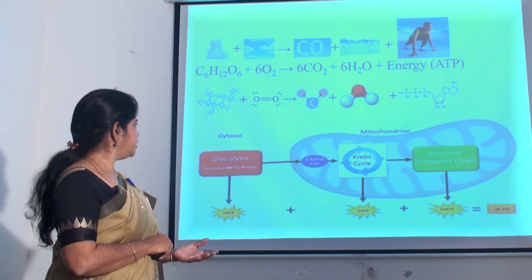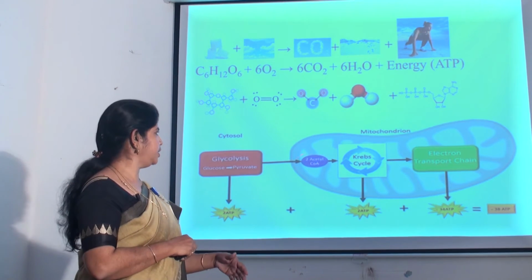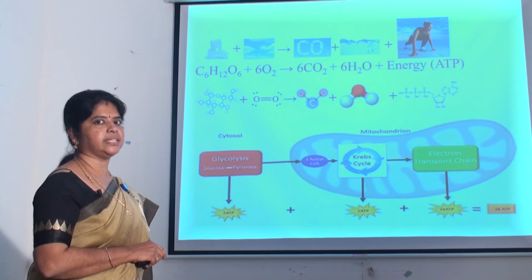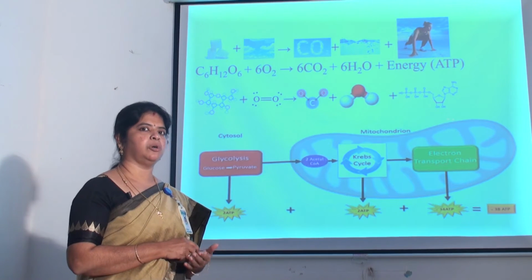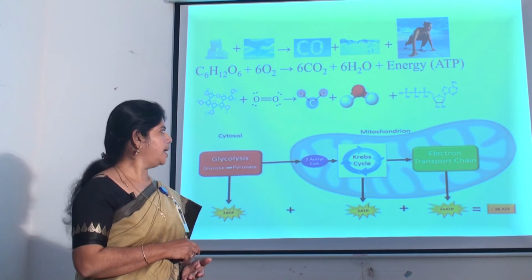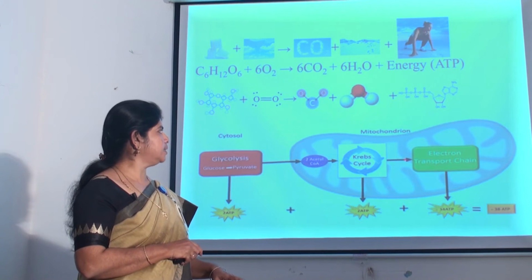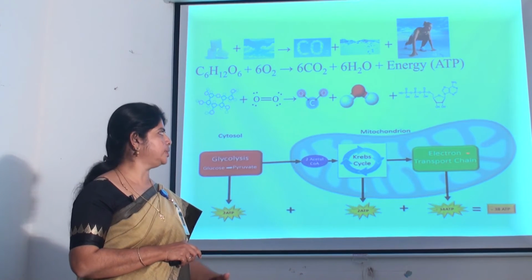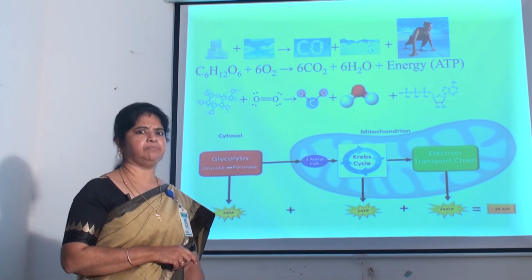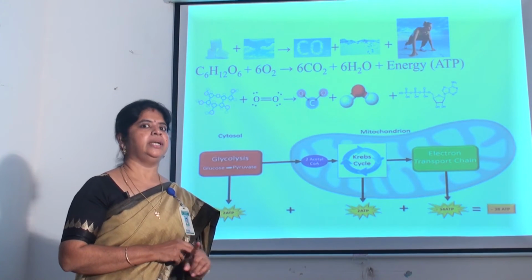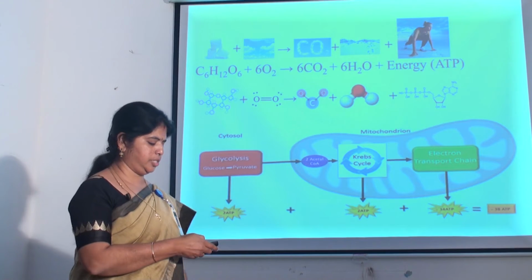Now this pyruvate enters into the mitochondria, through the outer membrane and then to the inner membrane. Here it is converted into acetyl coenzyme A, and it enters into the Krebs cycle, that is the tricarboxylic acid cycle or citric acid cycle. At the end of the Krebs cycle, it releases 2 ATP molecules, and then the electrons enter into the electron transport chain. There, 34 ATP molecules are produced. So at last, one molecule of glucose gives 38 molecules of ATP.